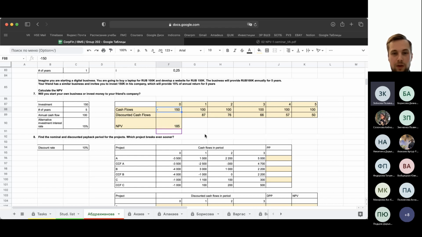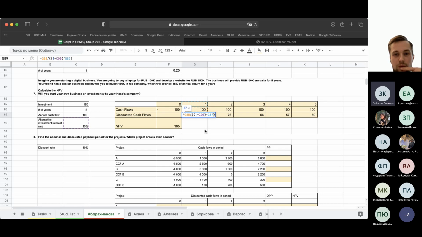Okay, so let's proceed. And 100 other years. I think it's clear for everybody. What should we do next? We should calculate discounted cash flow using the formula. We multiply the cash flow by the discount factor.